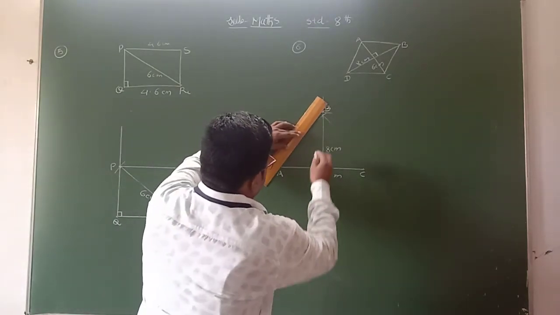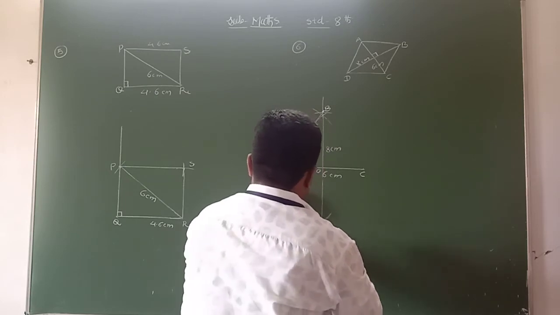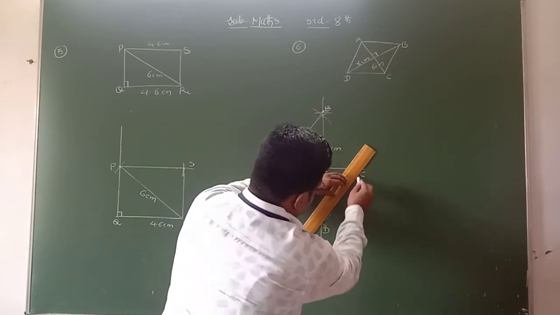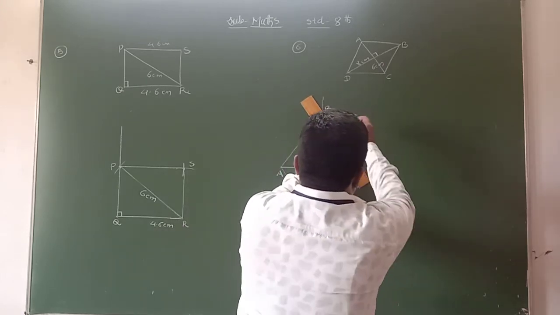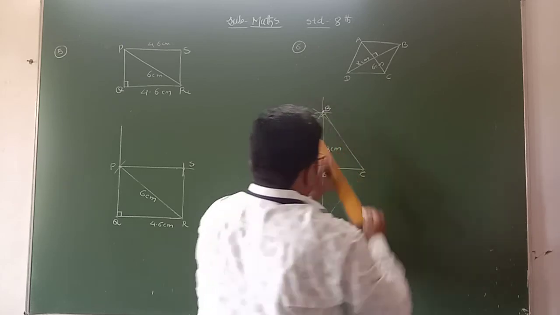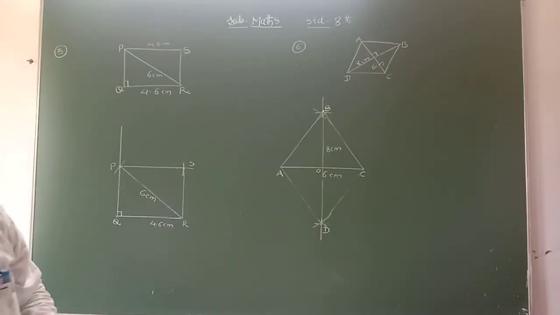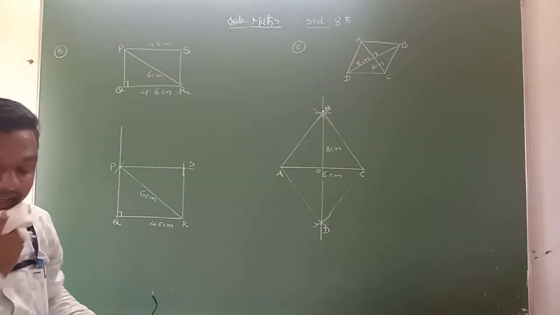Then join AB, AD, CD, BC. Okay? In this way we get the required rhombus of given measurement when the diagonals of the rhombus are given.